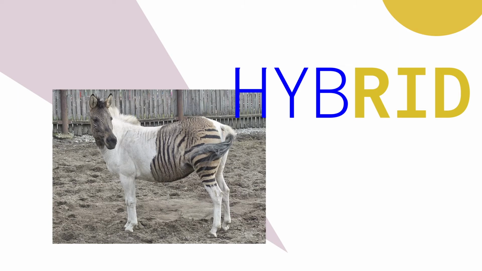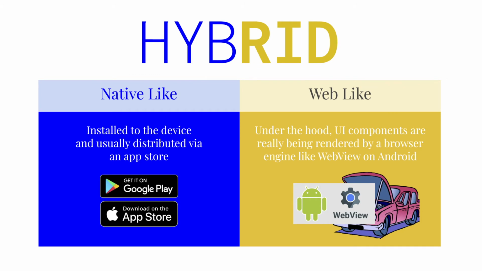Another cross-platform technique which makes use of web technologies is the hybrid approach. This technique uses a combination of the web and native methods. From the perspective of the user, a hybrid app is much like a native app. It is installed to the device and is usually distributed via an app store. However, under the hood, UI components are really being rendered by a browser engine, like WebView on Android. This makes it easy for hybrid frameworks to adapt to a multitude of platforms.